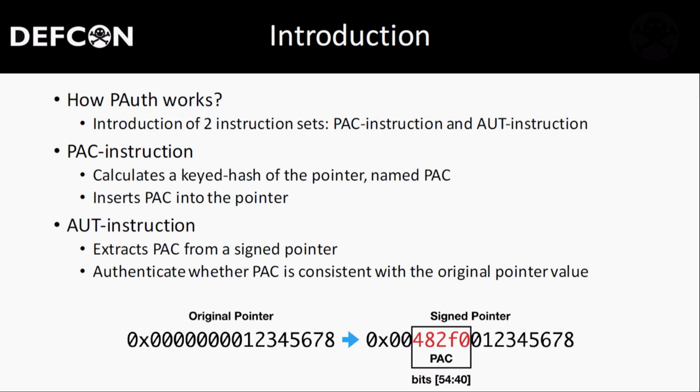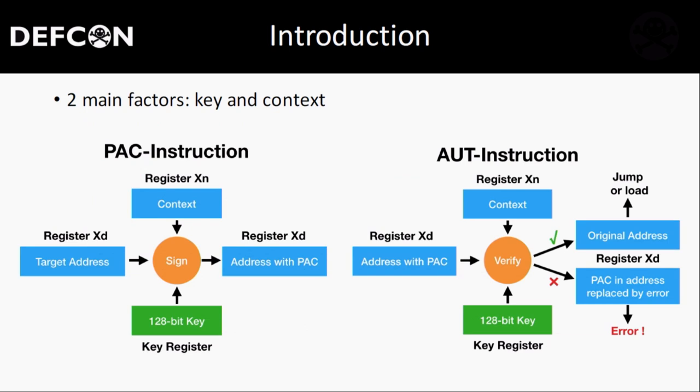PAC instructions calculate a hash of the pointer, which is named the PAC, and insert the PAC into the pointer. And the AUT instructions extract the PAC from the signed pointer and authenticate whether the PAC is consistent with the original pointer. You can see from the figure that when a PAC instruction is executed on a pointer value, a PAC value will be inserted into the pointer, like the red one. In PAC and AUT instructions, there are two main factors. They are called keys and contexts.